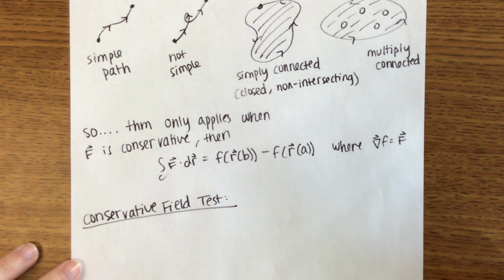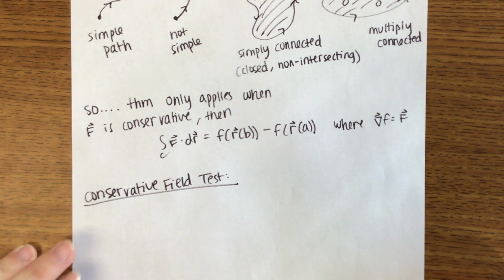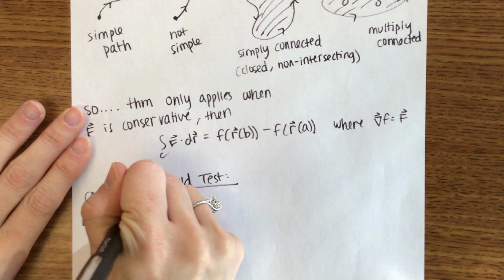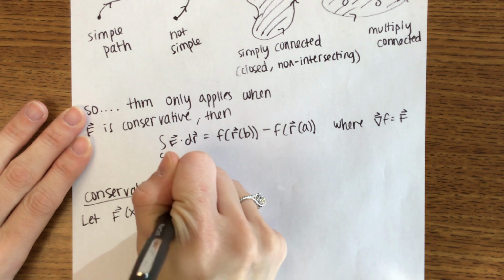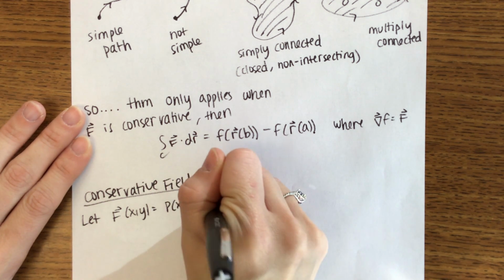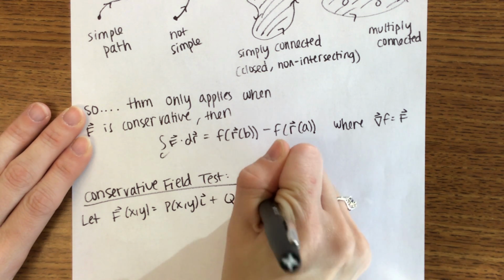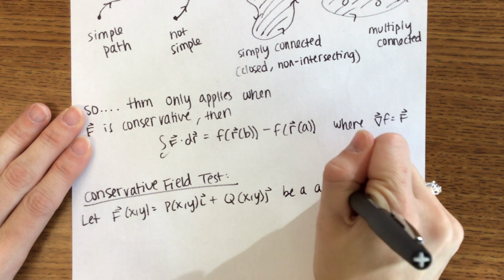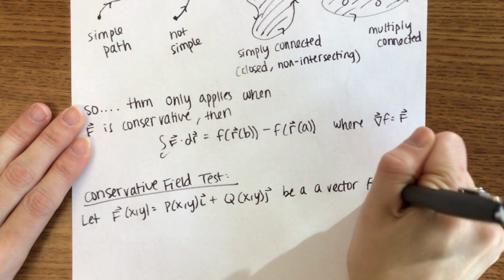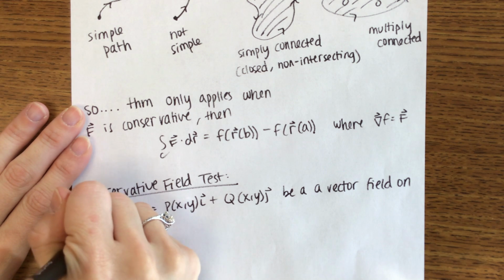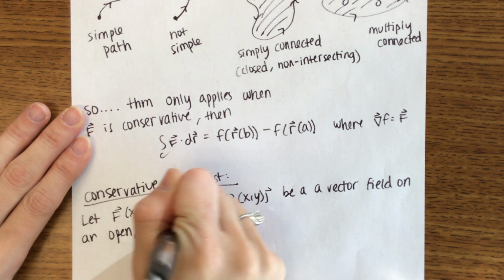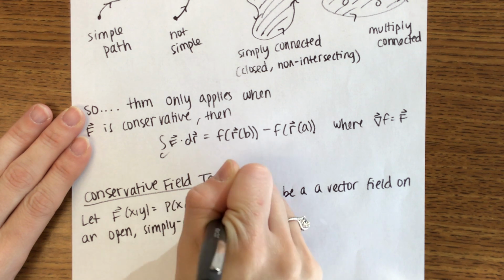The conservative field test will help us determine if big F is a conservative vector field, so if there is a potential function that we can find. Let big F be equal to some function P of x,y times i plus some function Q of x,y times j. And let F be a vector field on an open, simply connected region D.